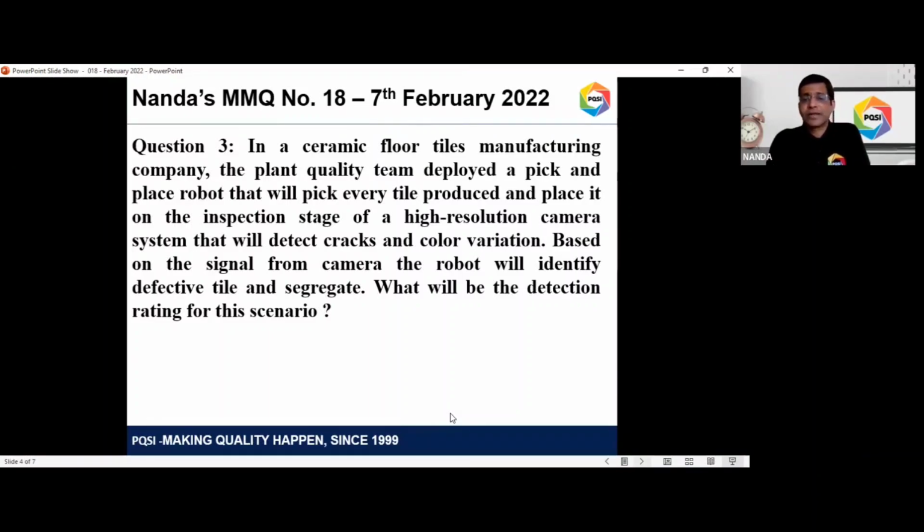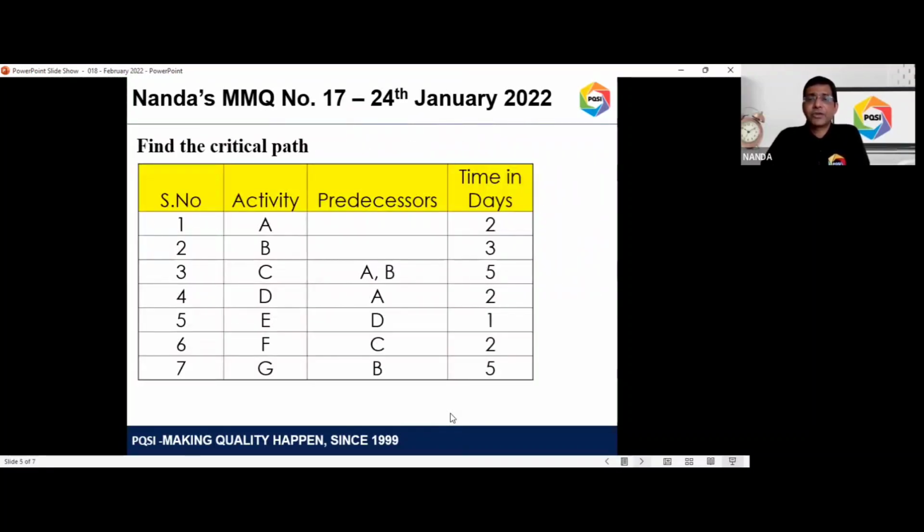So now we'll move on to the next session about explanation of the previous quiz, MMQ-17. This was on critical path method. As expected, we had a significant drop in the number of responses, which was expected. Because I think critical path method as a tool, although it's part of one of the M7 planning tools, but probably not many are familiar, or not many are used to the tool.